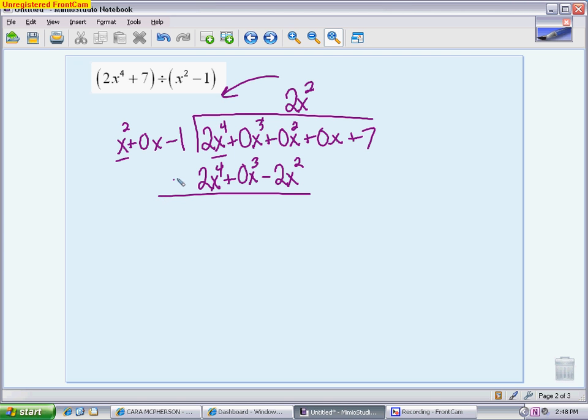When I subtract, this is going to cancel. This wasn't there to begin with. This is going to become a positive. So I have 0x squared plus 2x squared, which is 2x squared. Now I'm going to bring down my next term. And then I'm going to do it again.